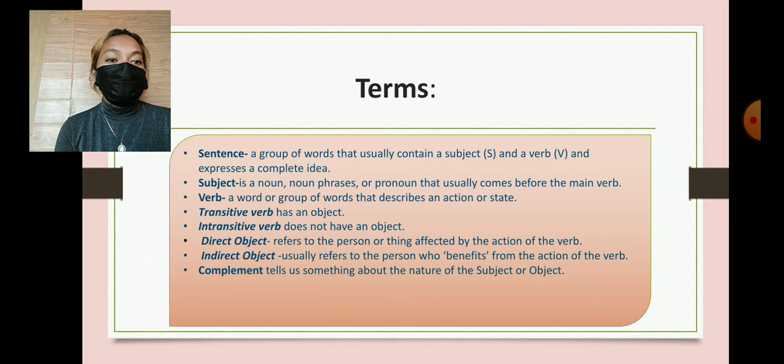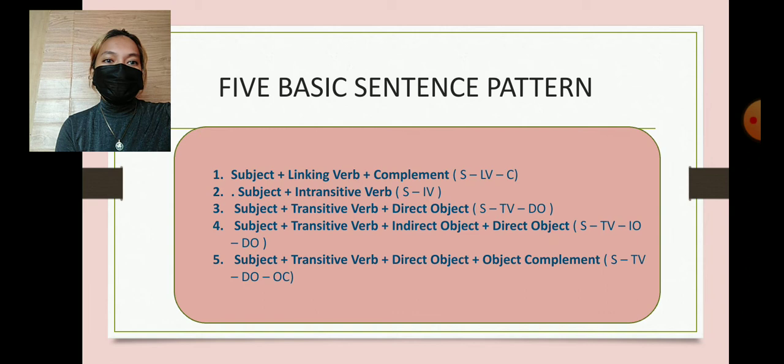Complement tells us something about the nature of the subject or the object. So that's the terms. So we have here the five basic sentence patterns. First is subject plus linking verb plus complement. Second is subject plus intransitive verb. Third, subject plus transitive verb plus direct object. Fourth, subject plus transitive verb plus indirect object plus direct object. And fifth, subject plus transitive verb plus direct object plus object complement.